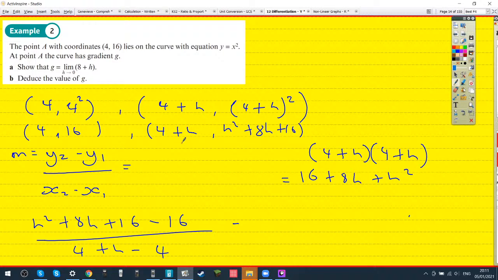Oh, it's 16. Is it? No. X1 is just 4. So it's 4, 16. Yeah. And then the other one was this one. So it'd be h squared plus 8h plus 16, minus 16. What is plus 16 minus 16? 0. Yep. And what goes on the bottom? Would it be 4 plus h? Oh no, minus 4. 4 plus h minus 4.